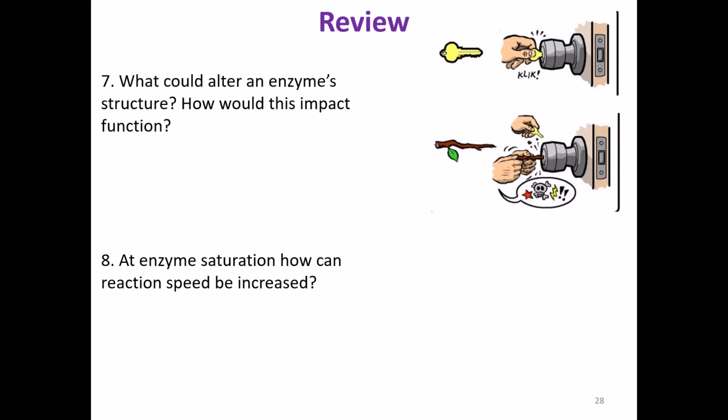Number 8, at enzyme saturation, how can reaction speed be increased? So remember, at saturation, that's when all of the enzymes are fully occupied by substrate. So there's more substrate available than enzymes to do work on those substrates. So to increase the rate of reaction when the enzymes are all saturated, you'd have to add more enzymes in.